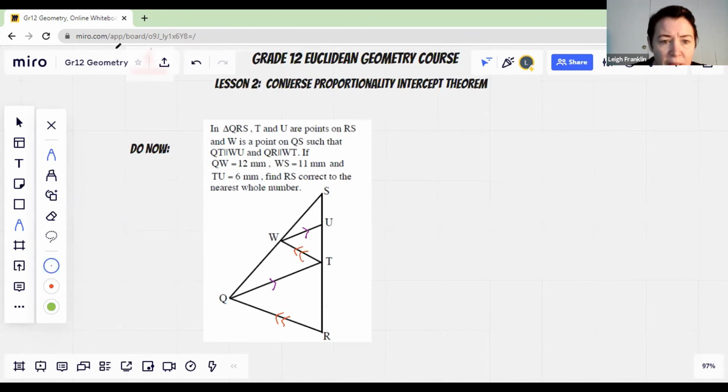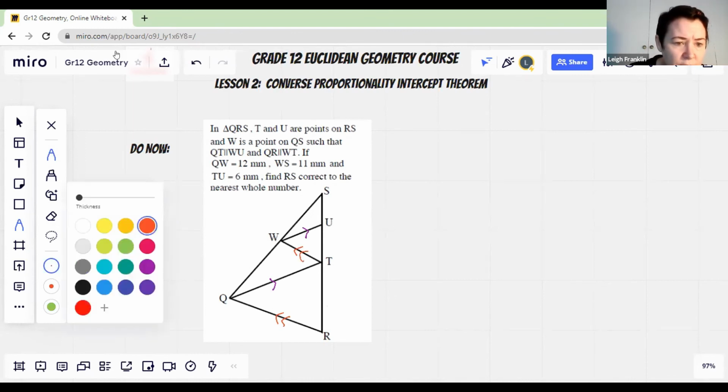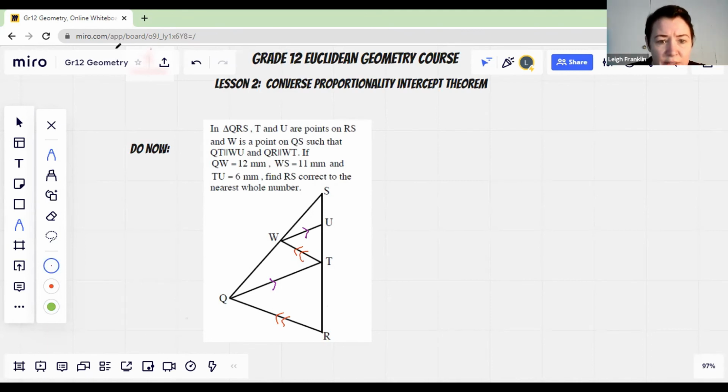The other thing that they've given us are some measurements. They have told us that QW, so that's this over here, is 12. They've told us that WS is 11. They've told us that TU, so that's this little bit over here, is 6. And what they want from us is RS, and they say correct to the nearest whole number. All right. So RS represents the length of the entire side over here of triangle QRS. This is RS over here.